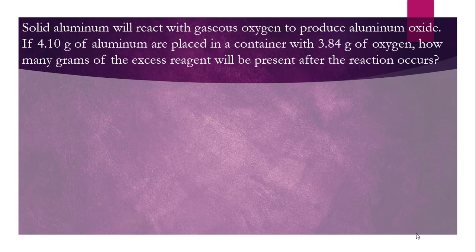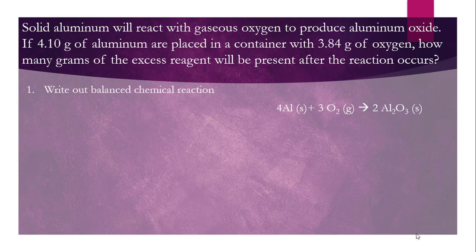Another example. Solid aluminum will react with gaseous oxygen to produce aluminum oxide. You've got 4.10 grams of aluminum and 3.84 grams of oxygen. How many grams of the excess reagent will be present after the reaction occurs? Follow the steps. We're going to write out the balanced chemical equation.